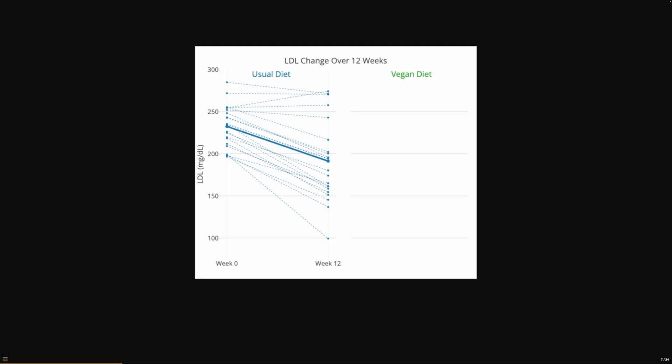You have week 0, and you have the LDL reading for each subject, and then you have week 12, which is just after the study, the same subjects' LDL readings. So the lines are indicating it's the same person. And the solid line is just the mean, the average for each one. So what does this look like? It went down. Right. But why? Because it started high.